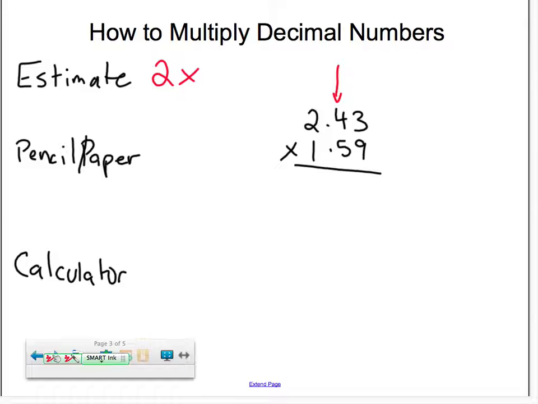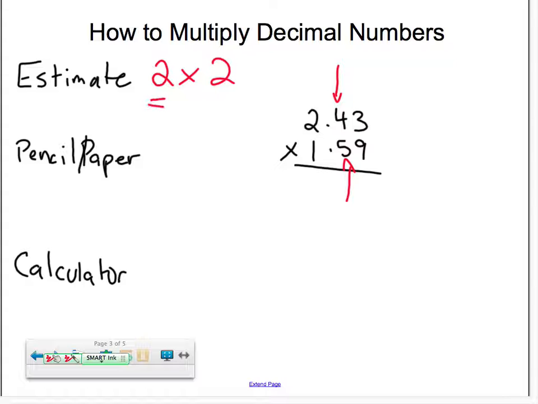So let's round the second number, 1.59. Yes, sir. 2. And why 2? Because it's above 5. Yes, he's looking at the tenths column here, and he knows it's 5 or above, so it rounds to 2.